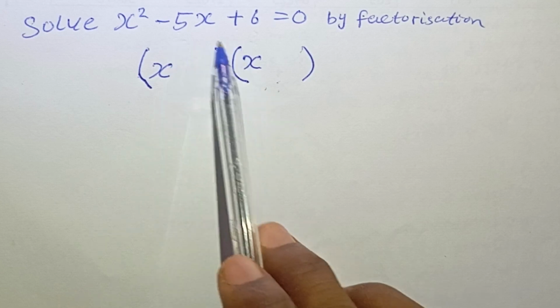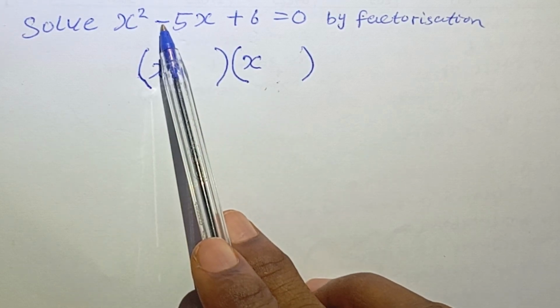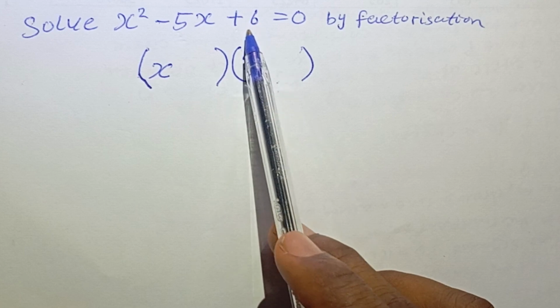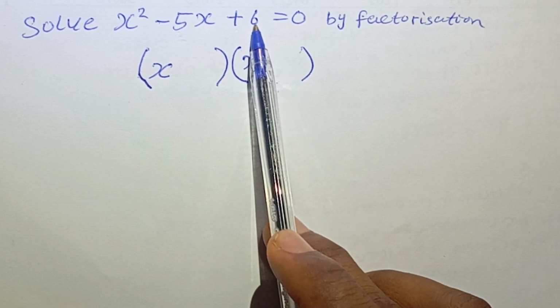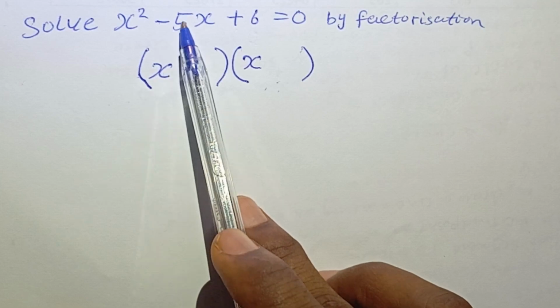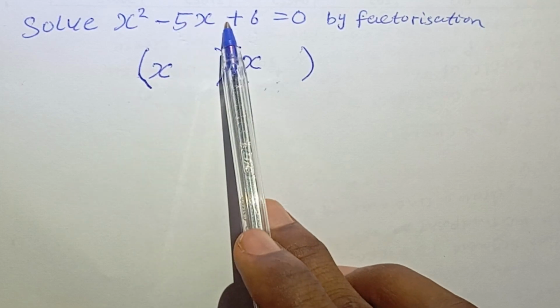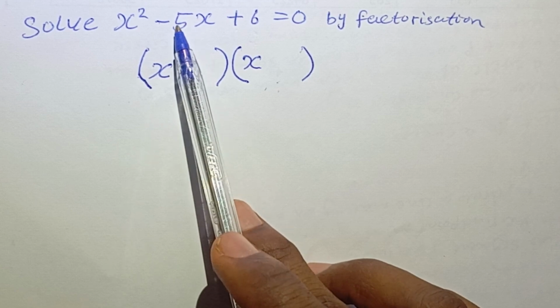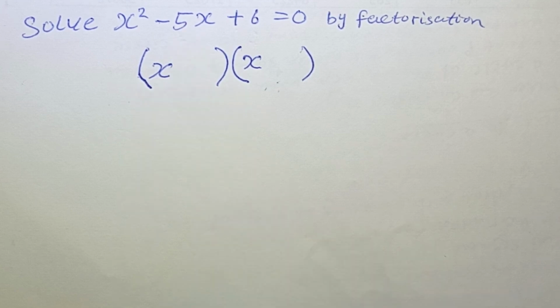Look for two numbers such that when you add the two numbers you have -5, and when you multiply those two numbers you have 6. Then what are the two numbers? The two numbers are -2 and -3. -2 minus 3 is -5, and minus times minus is plus. So -2 times -3 is plus 6.